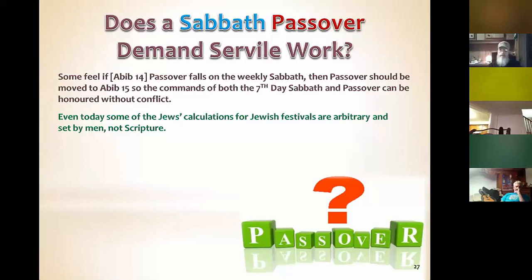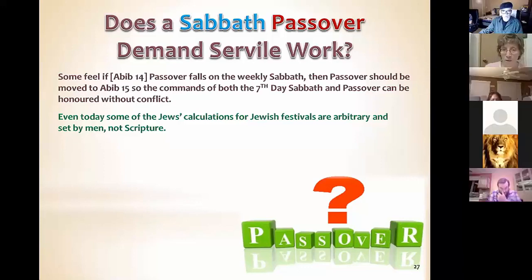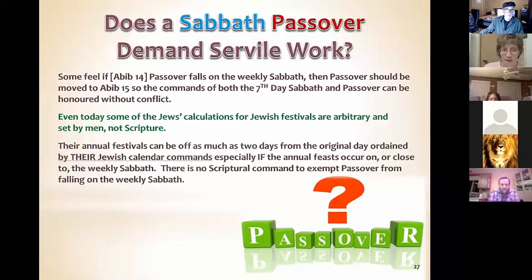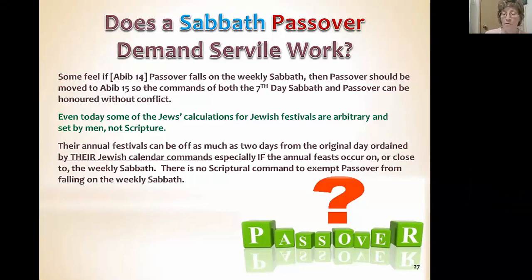Haven't found that in the scriptures yet. Maybe someone can find that verse and let us know if it's there. But even today, there are many of the Jews' calculations for Jewish festivals. They're all arbitrary. They're set by men. You cannot find them in the scripture. They just do it for convenience. And their annual festivals can be off as much as 2 days from the original day ordained. By whose calendar? It's their Jewish calendar. Their days can be off, especially if annual feasts occur on or even close to the weekly Sabbath. I think if Day of Atonement lands on a preparation day, Friday, they'll move it 2 days.